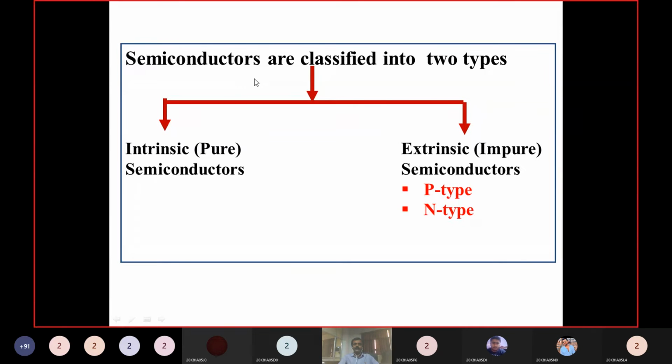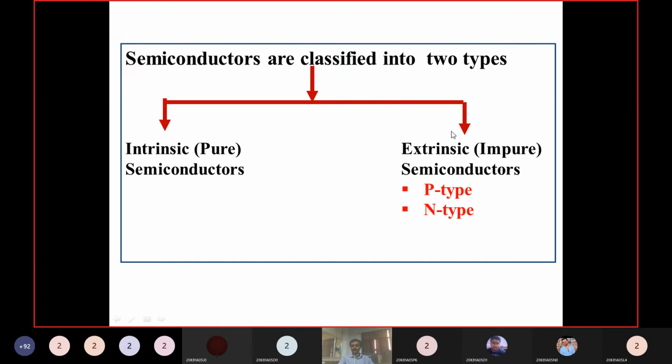Now coming to semiconductors, they are classified into two types. One is the intrinsic semiconductor, or pure semiconductor. Another is the extrinsic semiconductor, which we call impure semiconductors. Intrinsic semiconductors are nothing but pure semiconductors, and extrinsic semiconductors are nothing but impure semiconductors.